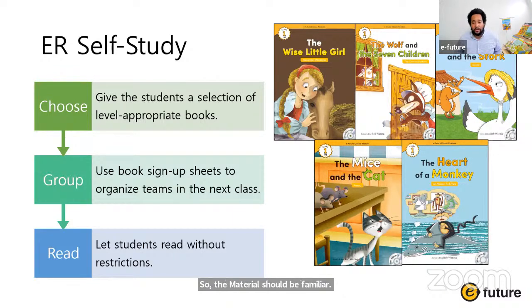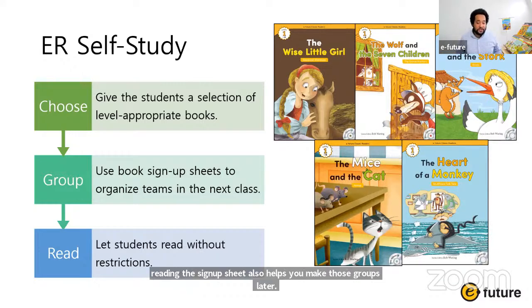These stories are all usually stories that are in the public domain. They're fairy tales, things like that. They are graded and leveled to the appropriate level. And so they're useful for class readers, but give the students a selection to choose from, and then use a sign-up sheet so you don't forget what the students are reading. The sign-up sheet also helps you make those groups later. And then after that, let your students read.